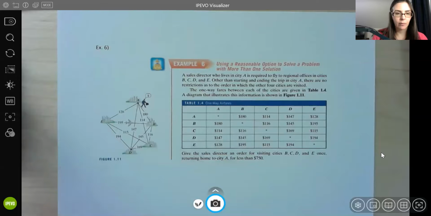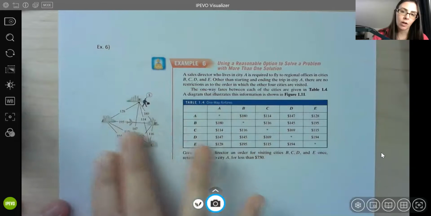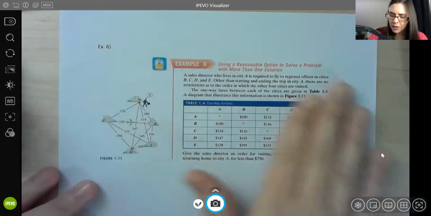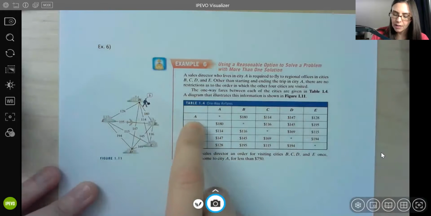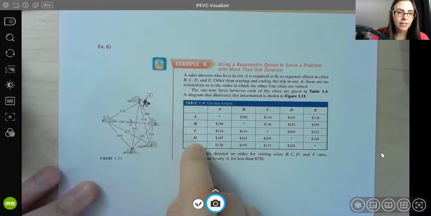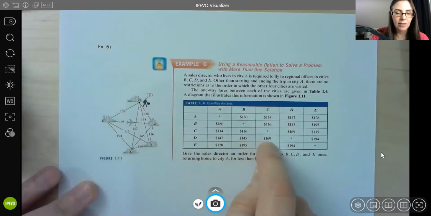So you actually have the same information here in the table as you do in the chart. So it kind of depends what you prefer to look at. If you're reading the table, this is your starting city. So to fly from city A to city B would be $180, for instance. Or to fly from city D to city C would be $169.